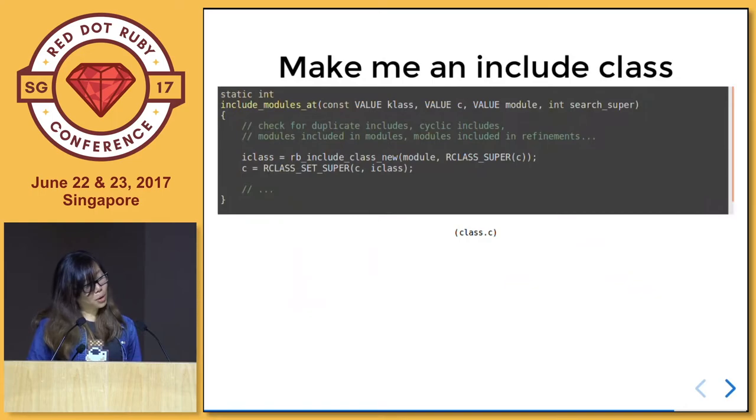So this is where the bulk of the module inclusion logic can be found. This include modules add function, which, honestly speaking, is a really hefty function. I'm not even sure if I completely understand it at this point yet. But this is the key part where we're actually creating our new include class and inserting it into the inheritance chain with this R class set super macro.